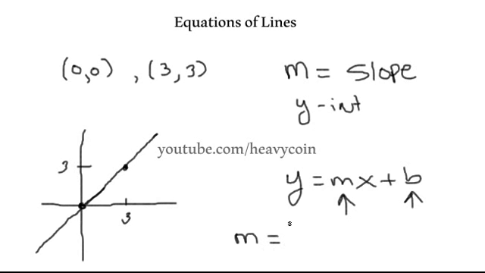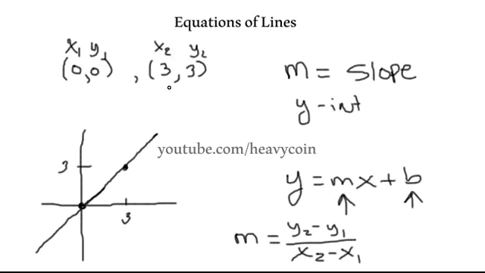m is equal to y2 minus y1 over x2 minus x1, and you're probably wondering, what are these guys? We're going to label this point here x1 coordinate, y1 coordinate, x2 coordinate, and y2 coordinate. And then we're just going to use our formula to find m. Once we find m, then we're going to find b, and guess what? We're going to be done.